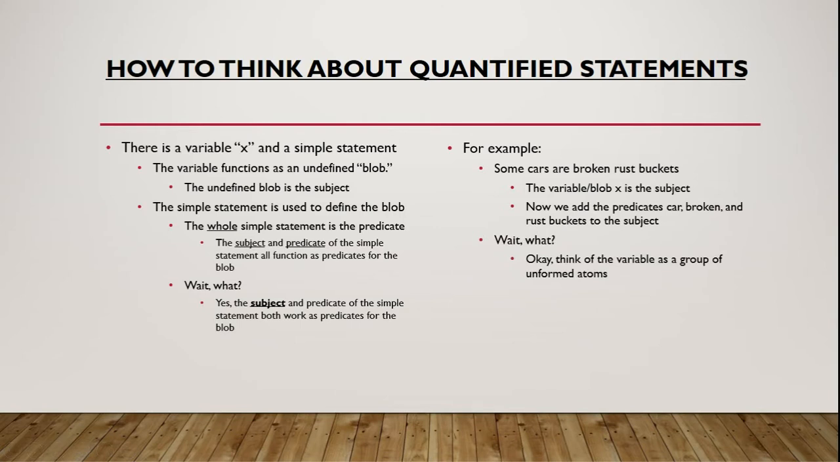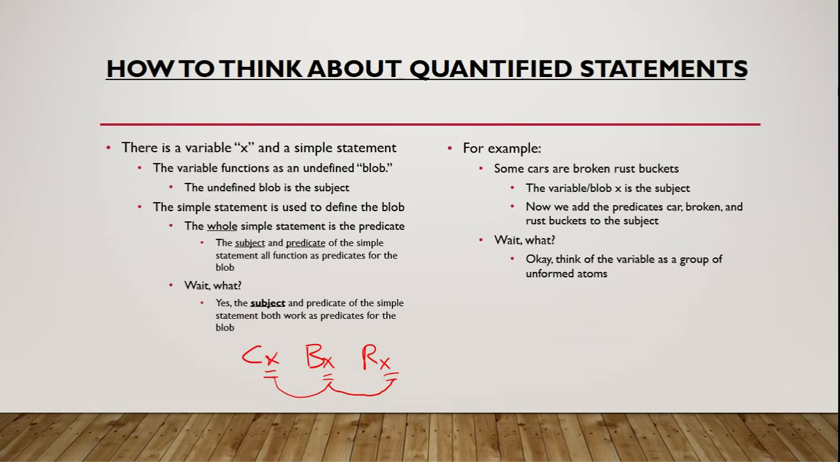Think of the variables as a group of unformed atoms. So that lowercase x that is to the right of all your predicates. So if I had Cx, Bx, Rx. Okay, we're thinking of the variable as a group of unformed atoms. So this x is an unformed group of atoms. This x is a group of unformed atoms. This is the same group of unformed atoms. So here we have the same x all three times, but this x is just some unformed cluster of atoms.